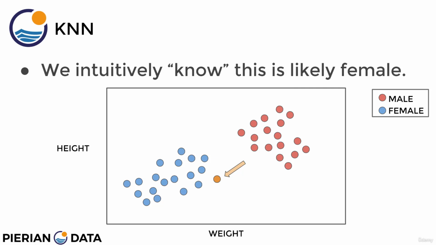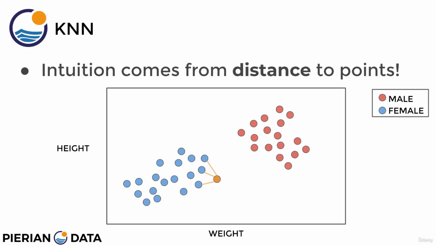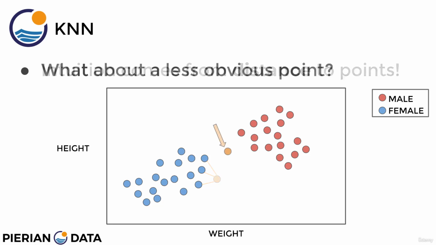Intuitively, you can probably already know that this point is likely to be female, because you can see that it tends to have similar patterns of weight and height as the female chicks do. And this intuition, quantitatively, really comes from the distance to the historical labeled points. All you're doing in your mind is you're checking out what points this new point is closest to.